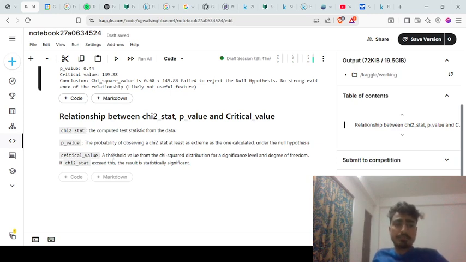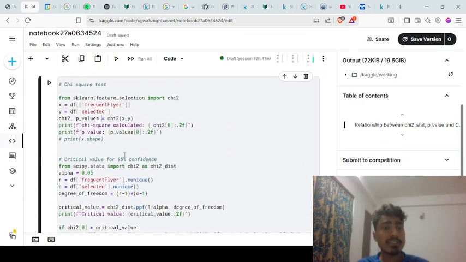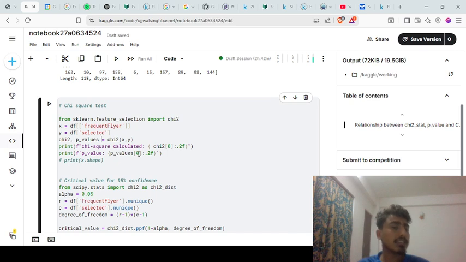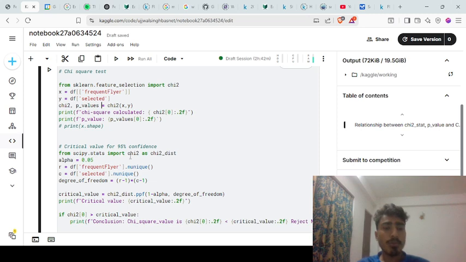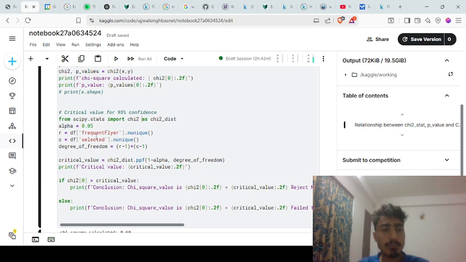But to synchronize with our theory session, I have introduced the critical value also. There is no specific critical value calculation in the scikit-learn chi-square feature, but I have imported chi-square to calculate the critical value. I have imported it from scipy stats, which is another library of Python for statistics.